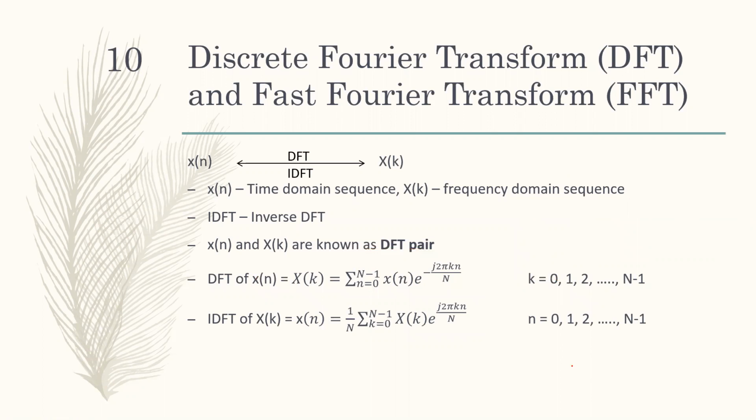Now, in order to obtain the IDFT, I should have this sequence, that is the DFT of x of n. From this, I can get back the original information, that is x of n. So here, I am taking the IDFT of the sequence X of k, which will give me back my discrete sequence x of n.